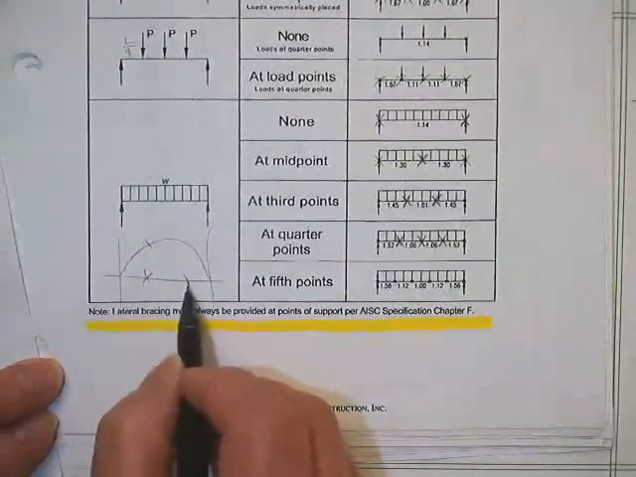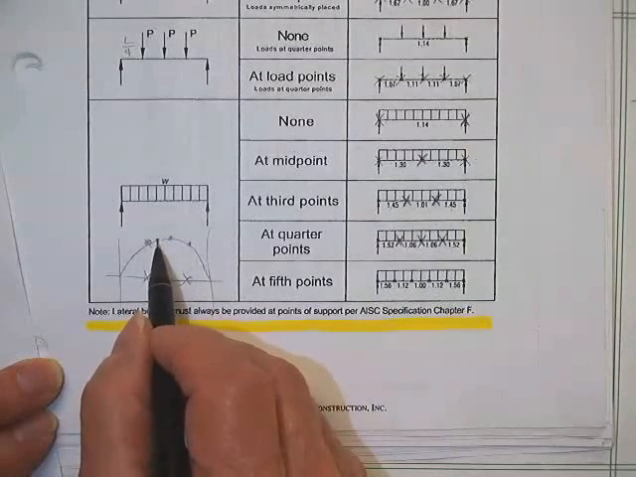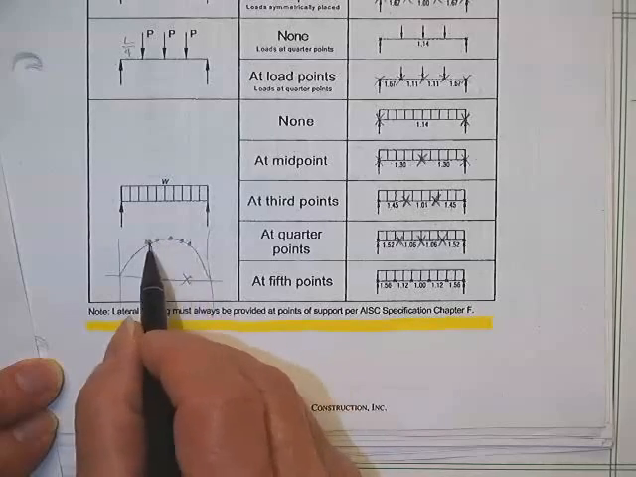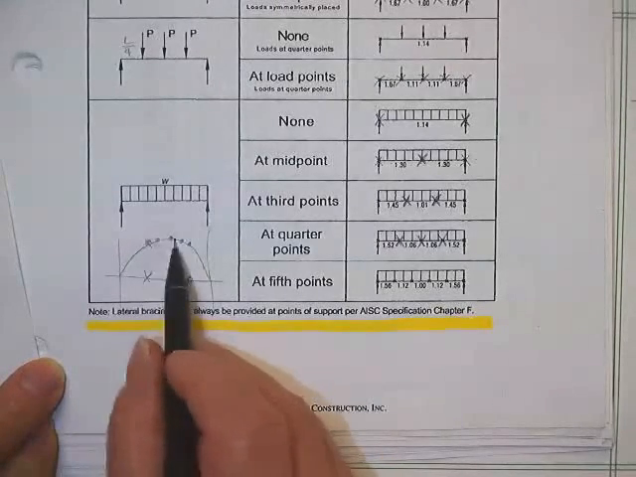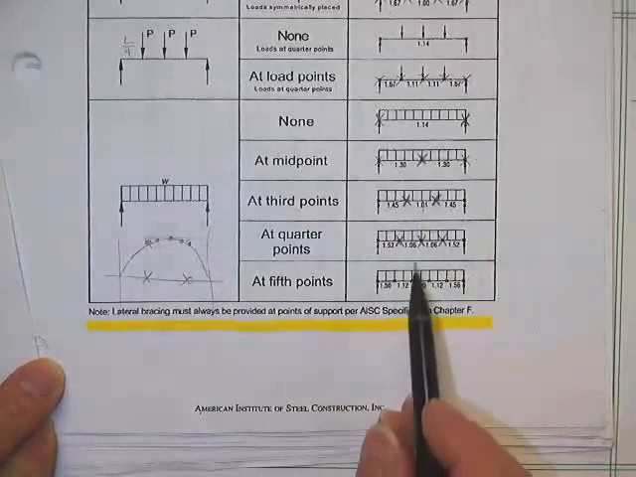Here's your brace. There's your M max. There's your moment of the quarter. There's your M at the middle. There's your moment of the three-quarter. You didn't hardly stress it at all. You pretty much stressed it right on up to the limit, so you don't get much.